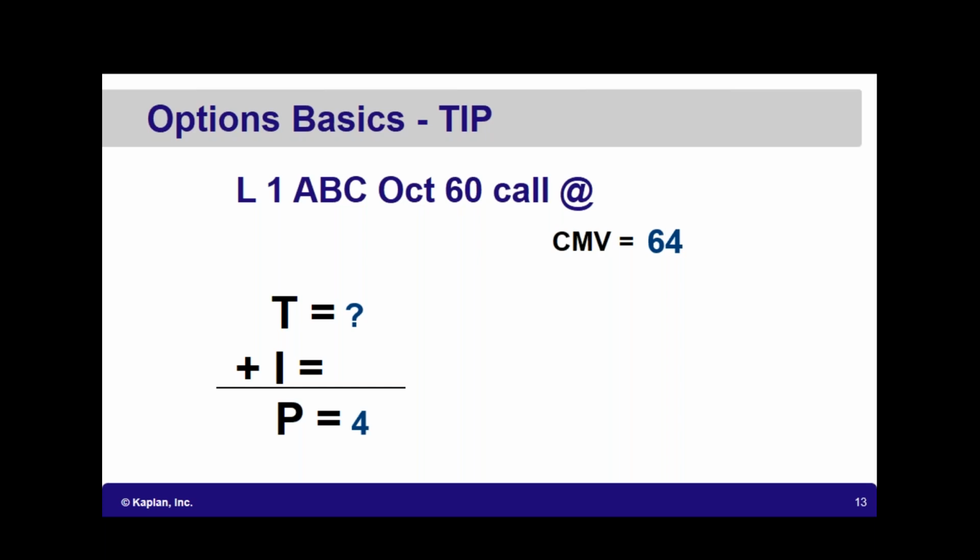And I remember from my webinar, the one that I attended, that calls are in the money when the current market value is above the strike price. Current market value is 64, so I have 4 points in the money. But wait a minute, if my intrinsic value is 4 and my premium is 4, then that means my time value must be 0.